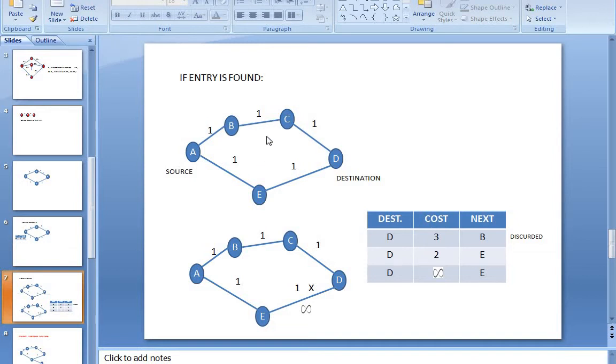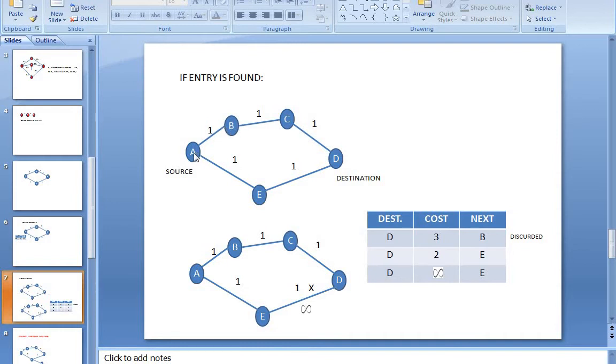Let's see this diagram. Say this is router A and this is the source, and this is router D, the destination. Now router A is maintaining a routing table. Say this is the table. In router A's routing table, the destination is D. If router A sends the data from A to B, then B to C, then C to D, the cost will be 1 plus 1 plus 1, 3, and the next hop will be B.